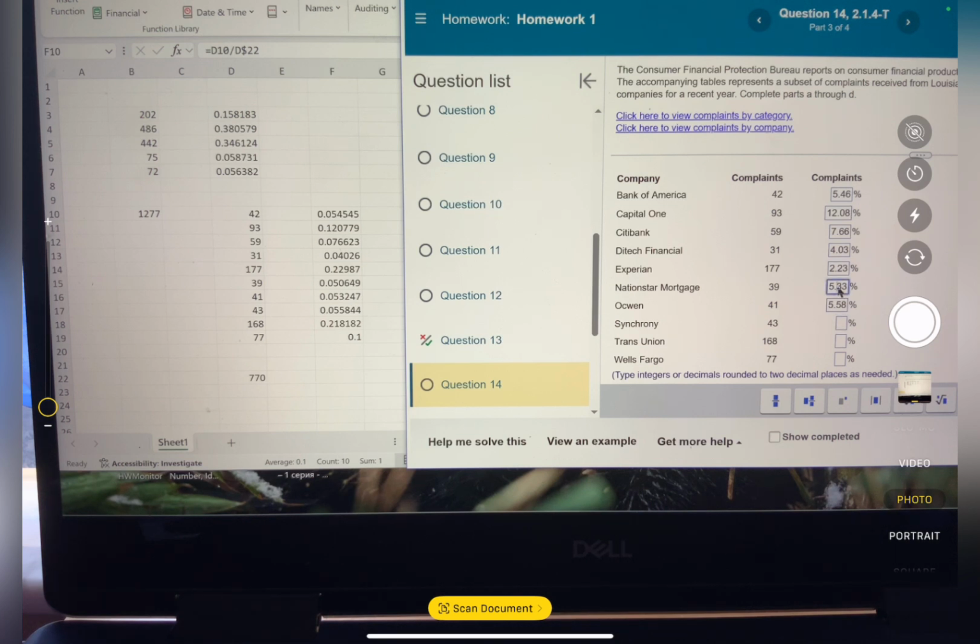National Nation Star Mortgage, which is 39, is 5.07. 41 is 5.33. 43 is 5.58. 168 is 21.82. And 77, 0. Not 0.10.